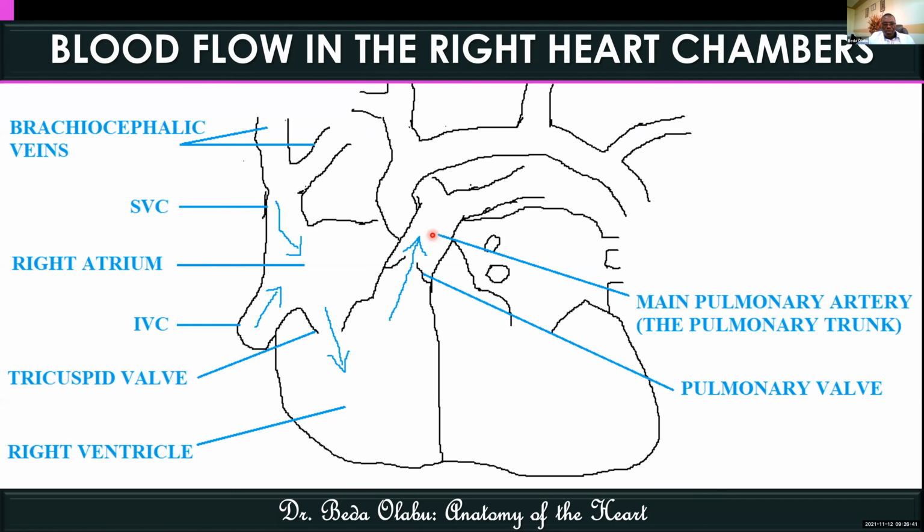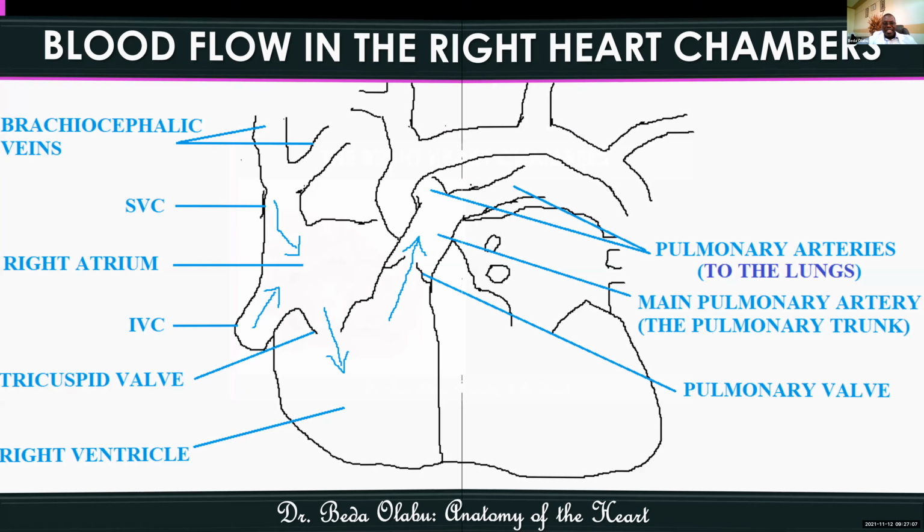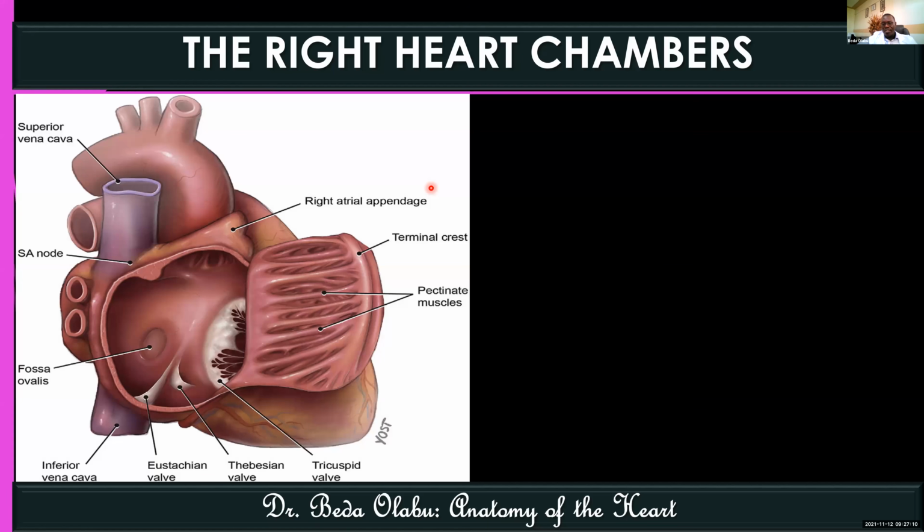Then that vessel is the one that now divides into two, the right and the left pulmonary arteries. The blood in the pulmonary arteries is headed to the lungs. Remember, this is carrying deoxygenated blood, and eventually that blood is therefore redirected to the lungs for gas exchange. Having talked about how blood flows through the right heart, we can now talk about the right heart chambers. And we can start with the right atrium.